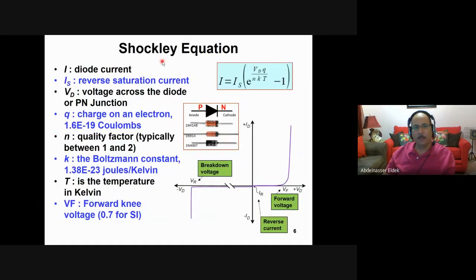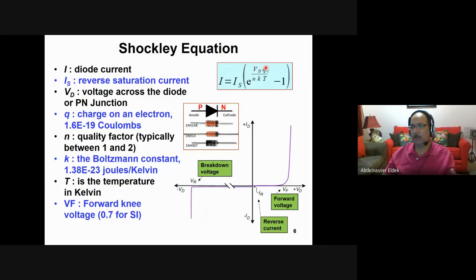The relation between voltage and current in the p-n junction is explained by what we call the Shockley equation. So the current equals Is, the reverse current. As I said, this is just a temporary current, a very small current, times e to the power of Vd, the voltage across the diode or p-n junction.